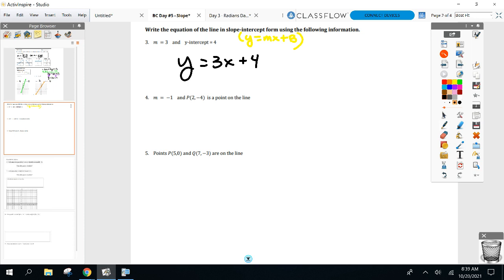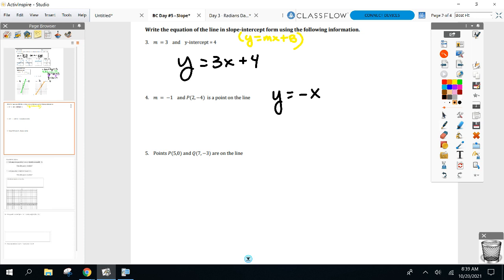Oh, now it gets a little tricky. Now I only gave you the slope, and I gave you a point the line goes through, (2, -4). So which piece are we missing here? The y-intercept. I've got to find the y-intercept. I prefer not to graph either to find it. You know what the slope is? -1. So I know my equation at the end is going to be y equals -x, and then I've got to figure out this b stuff.